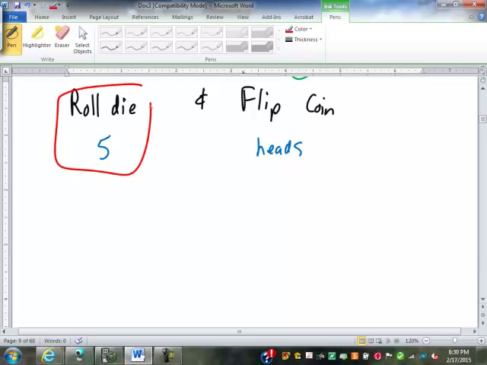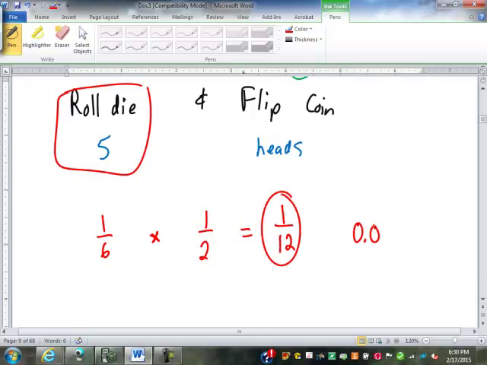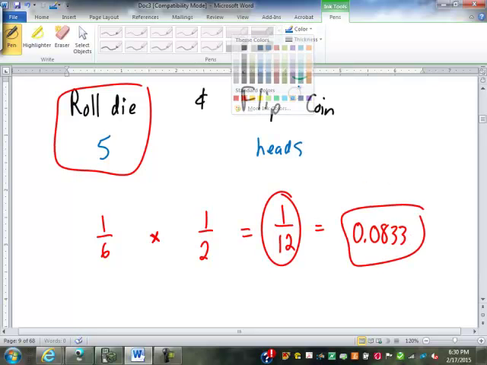What is the probability of rolling a 5 on the die? 1 out of 6. There's 1 five out of 6 possibilities. What is the probability of getting heads on the coin? 1/2. Since they're independent, we're just going to multiply them together. 1/6 times 1/2 is 1/12. Try to make it as a decimal, 0.0833. That is independent events. The result of one does not affect the other at all.